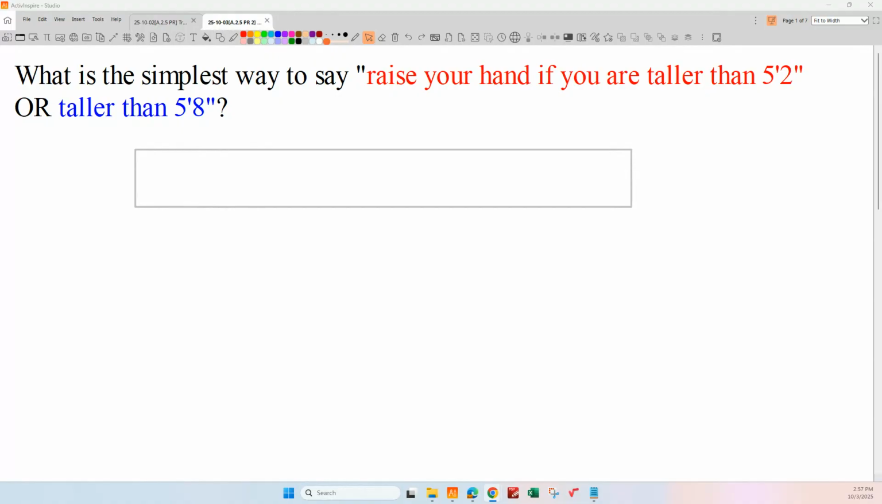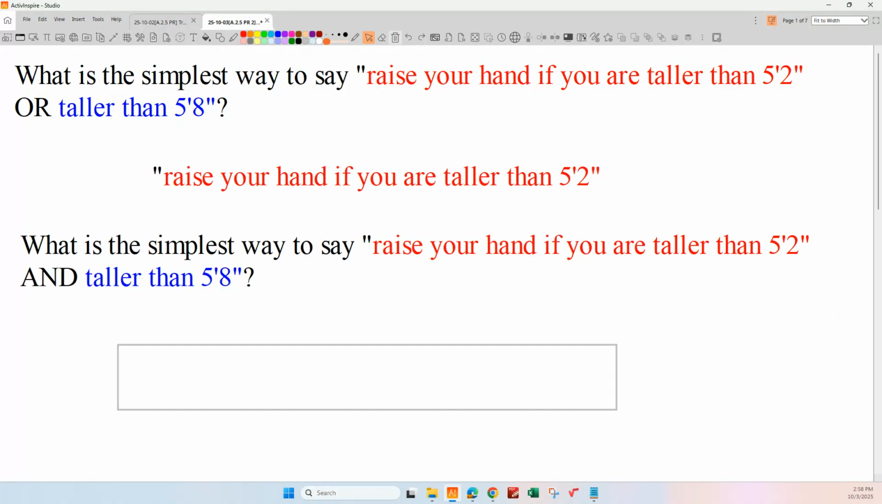Or sorry, if you're taller than 5'8", you're already taller than 5'2". But if you're taller than 5'2", then saying taller than 5'8" doesn't really contribute anything because it's already every height above 5'2". Does that make sense? That already means every height bigger than 5'2", and so there's no reason to even say the second part. See what I'm saying? The second part doesn't contribute anything. Okay.